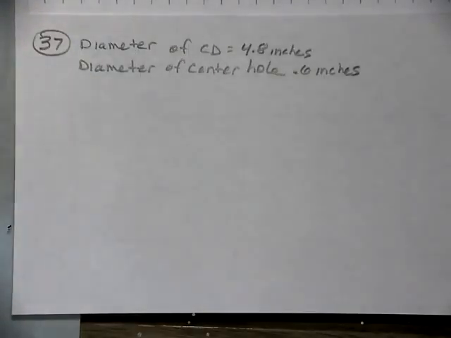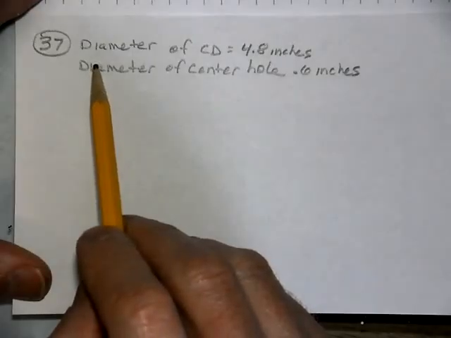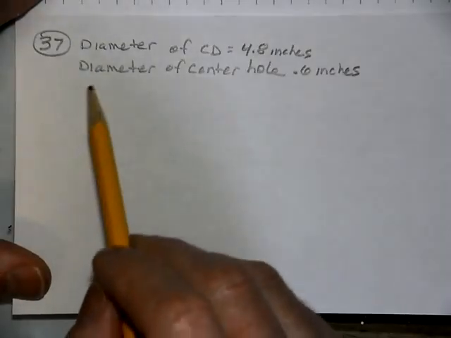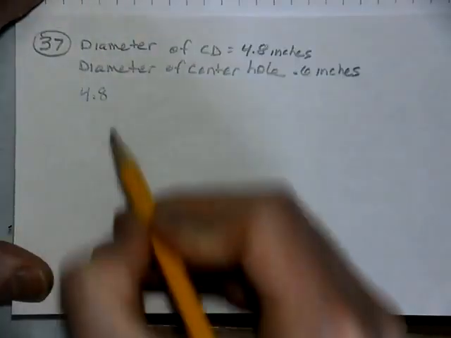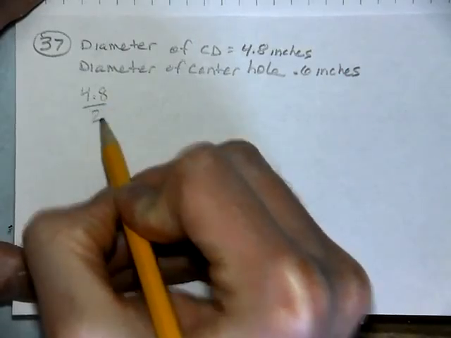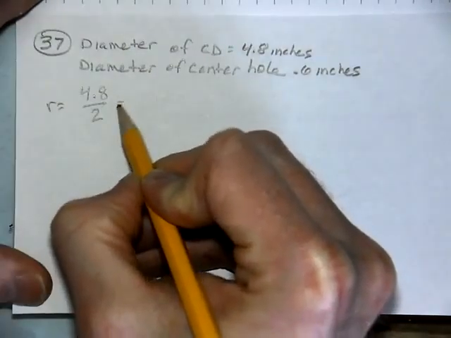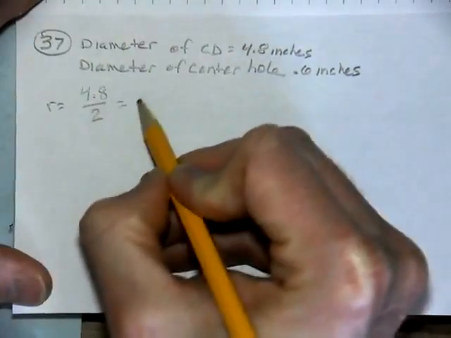A CD has a diameter of 4.8 inches. The diameter of the center hole of a CD is 0.6 inches. We're supposed to write the equation of the circle that represents the CD and then represents the hole of the CD. So when we write an equation of a circle, we need to know a center, which we're going to call 0, 0, and we need to know the radius. So if the diameter is 4.8, we're going to divide that by 2 to figure out the radius. So we're going to get 2.4.